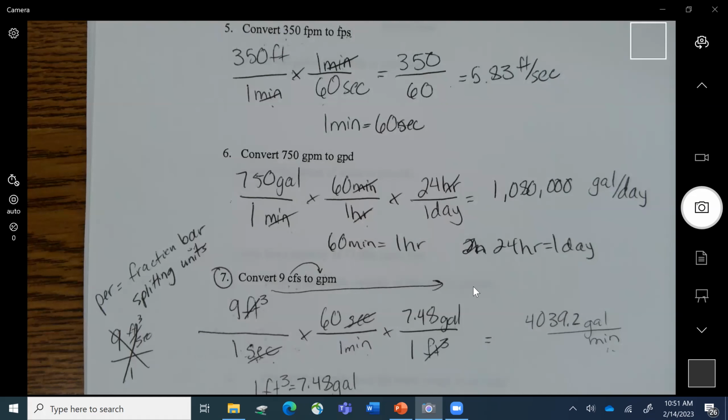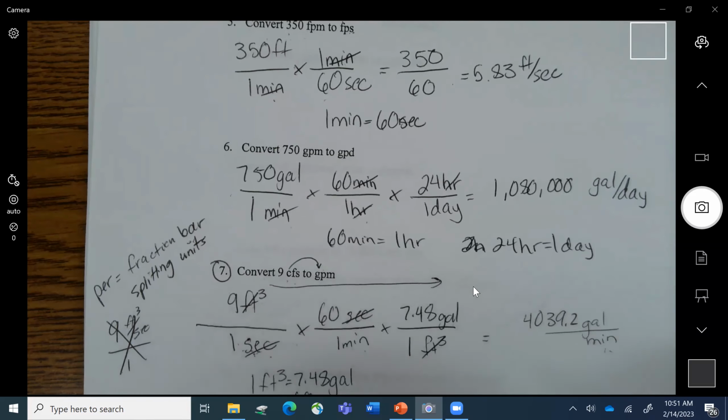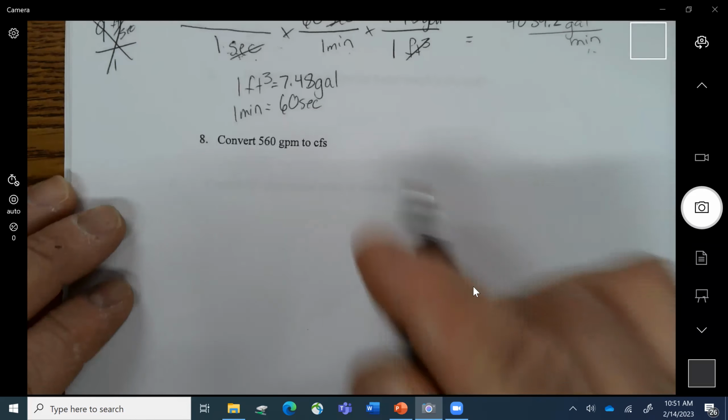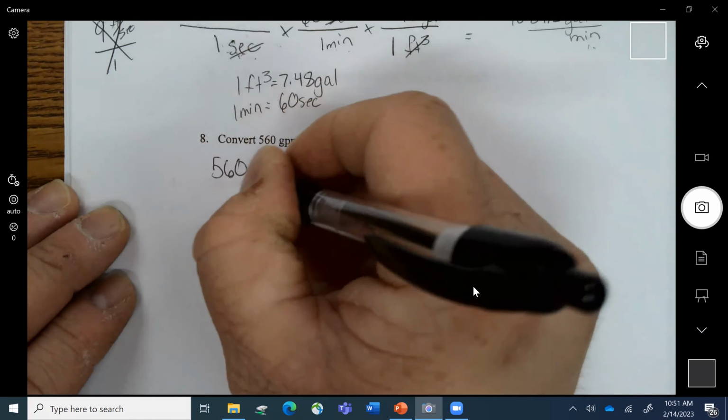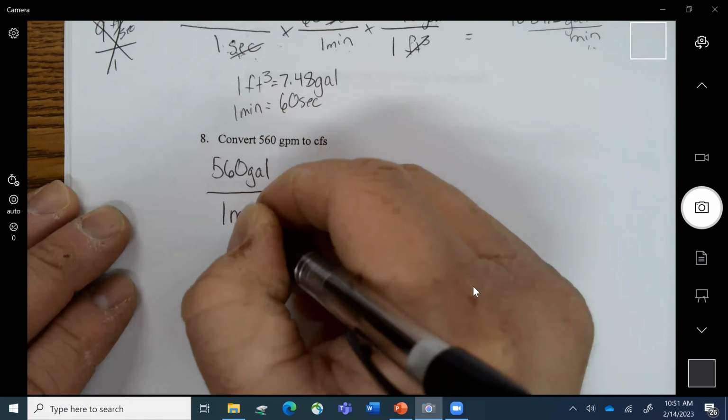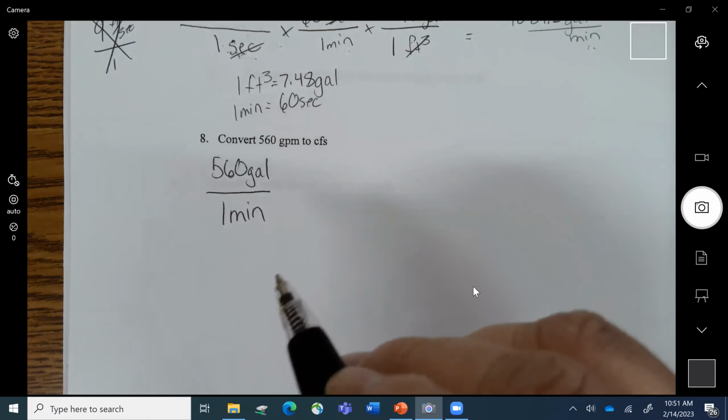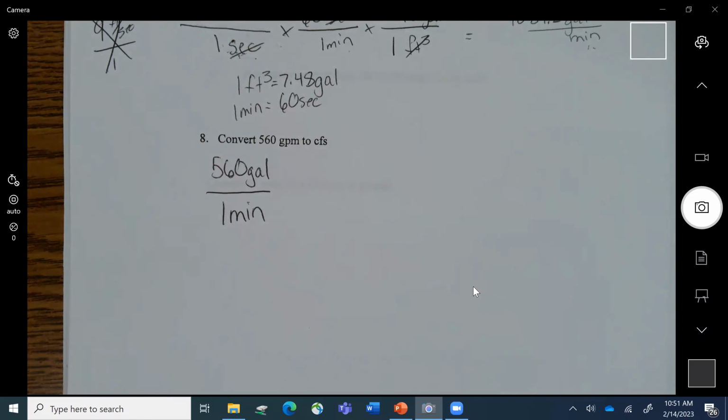Okay. Now the next thing here. 4,039.2 gallons per minute. Oh, that's what that equaled. All right. 560 gallons per 1 minute. I need to get it to CFS, which is cubic feet per second.